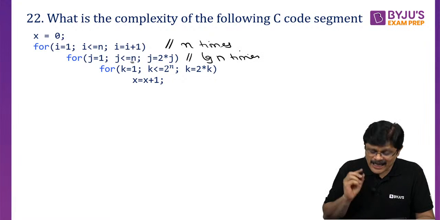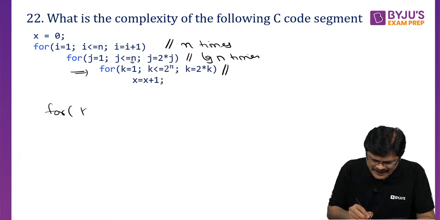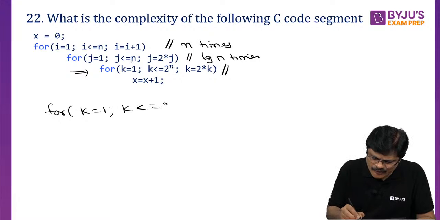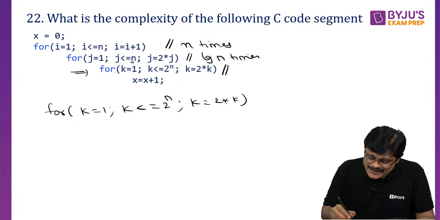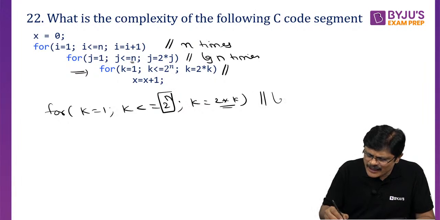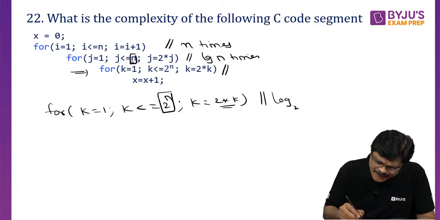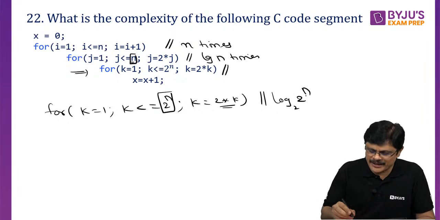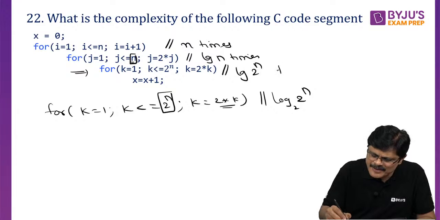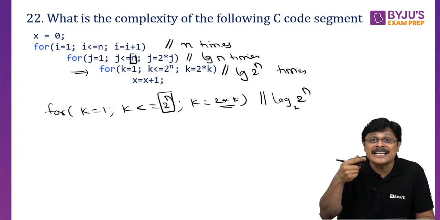ये भी सिंपल है. अब इंटरेस्टिंग है ये वाला. देखो, third part I am writing separately. k is equal to 1, k less than or equal to 2 power n and k is equal to 2 into k. See, normally if it is 2 into k and you are reaching this fellow, whatever that fellow is, log of that fellow, because log to the base 2, whatever is here will come. But here it is 2 power n, so it is log 2 power n. So it will take log 2 power n iterations, approximately, asymptotically.